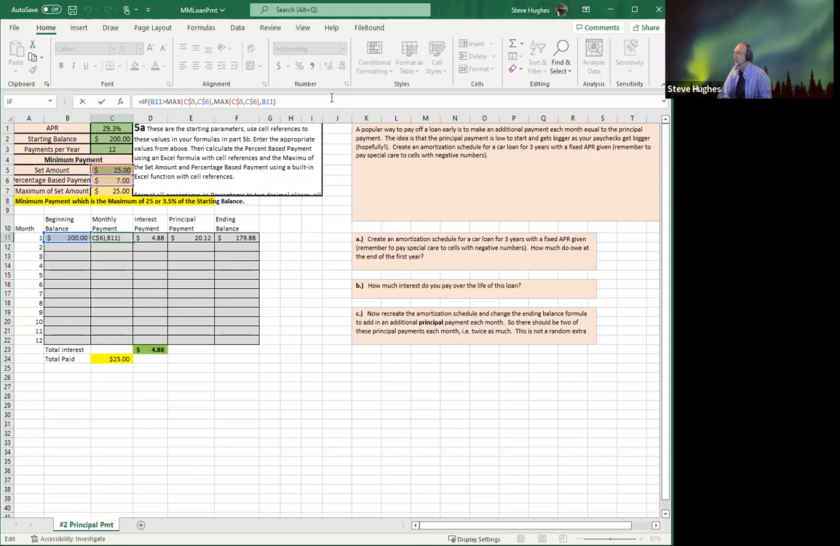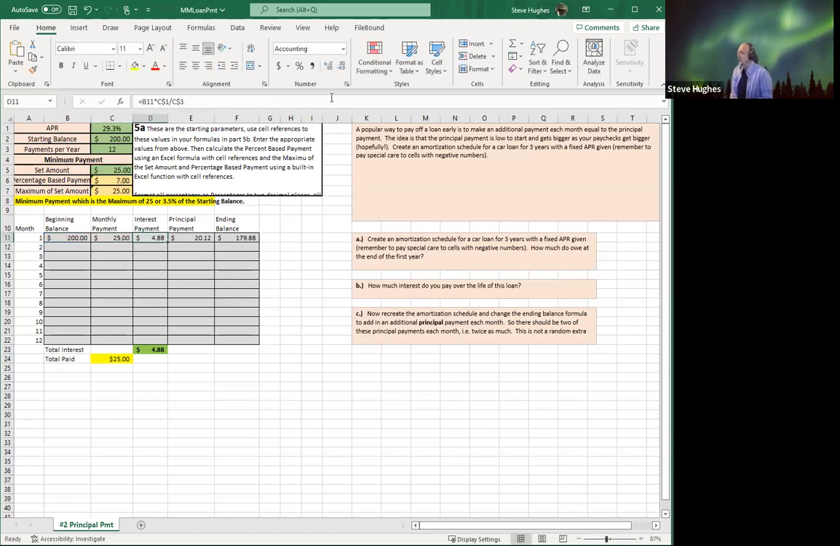So therefore, I did an IF statement. It says if B11 is greater than the maximum of C5 and C6, the formula we just did, then I'm going to pay the maximum value. If not, then I'm going to pay B11, which is the amount left from my beginning balance. And I can copy and paste that all the way down.